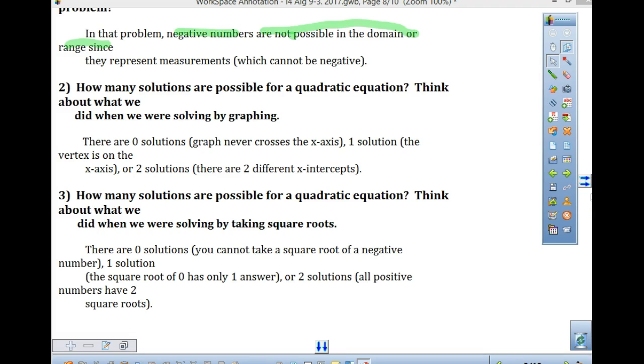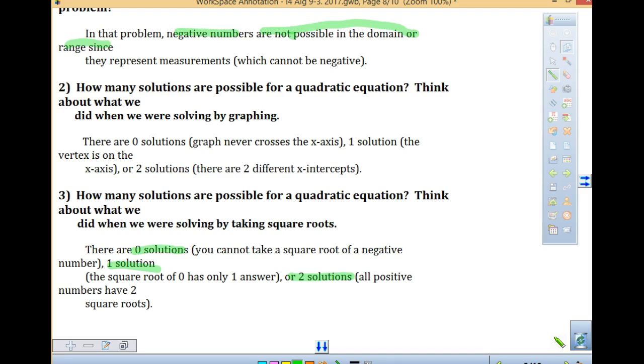Zero solutions, 0 roots, 1 solution. You're going to see that happen in some of your problems today as we look at your homework. So 0 solutions, that never cross; your 1 solution; and then the 2 solutions. Once you have this down, give me a thumbs up so I know we can take a look at the homework.